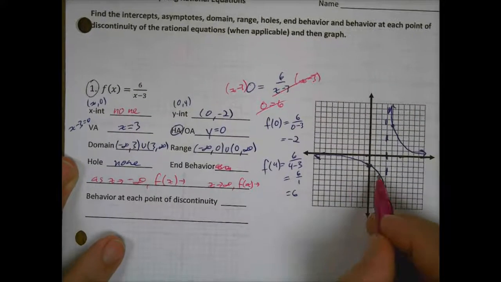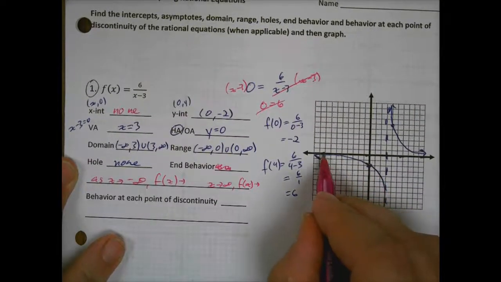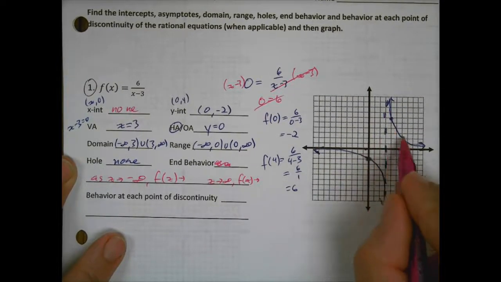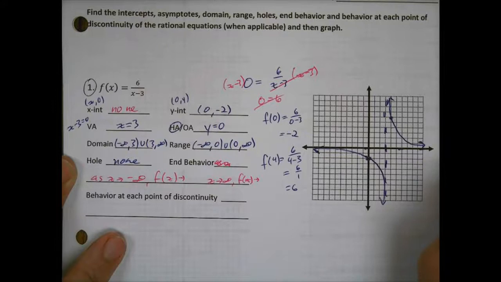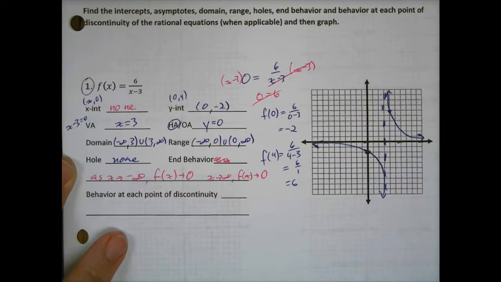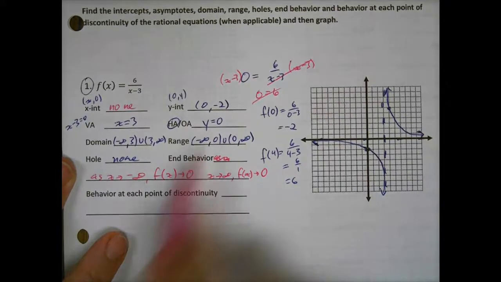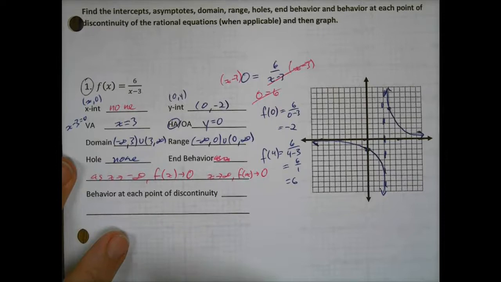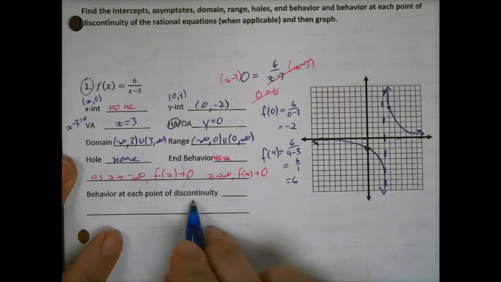You can see that this is getting closer to your horizontal asymptote as it goes to the left forever, and it's getting closer to your horizontal asymptote as far as it goes to the right. So in both directions, we're getting closer to our horizontal asymptote, which is 0 in this case, and we can see from the image that it is getting closer and closer to 0 in both directions.